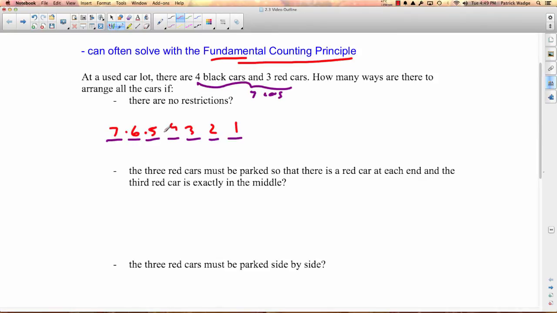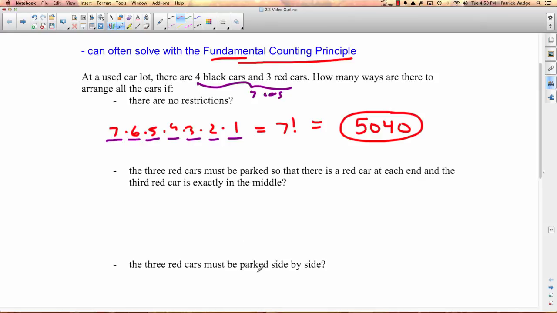The fundamental counting principle tells you that you multiply to get the total. The faster way, rather than writing 7 times 6 times 5 times 4, is to say 7 factorial. If you multiply those out, or put 7 factorial in your calculator, you get 5,040 ways. So if there are no restrictions, you would get 5,040 ways of arranging the 7 cars.